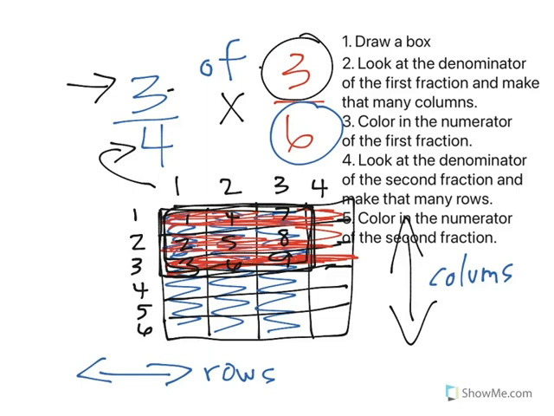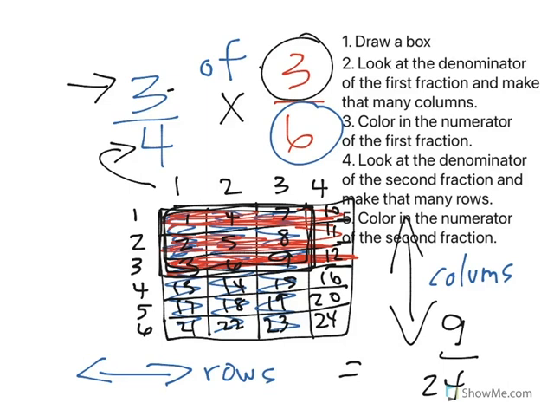So we're saying 3/4 of 3/6 is equal to 9 over, and then the bottom is going to be the total number of boxes we have. So we have 9 that we know of, 10, 11, 12, 13, 14, 15, 16, 17, 18, 19, 20, 21, 22, 23, and 24. So we have 9/24ths.